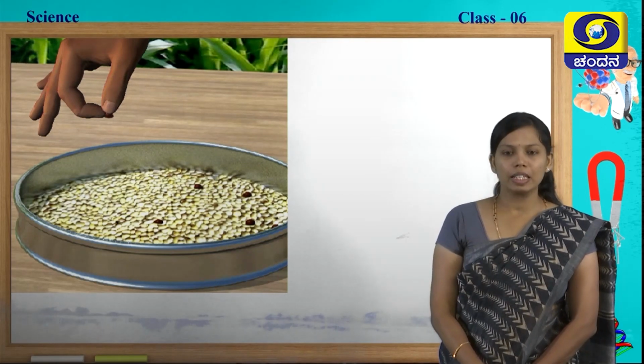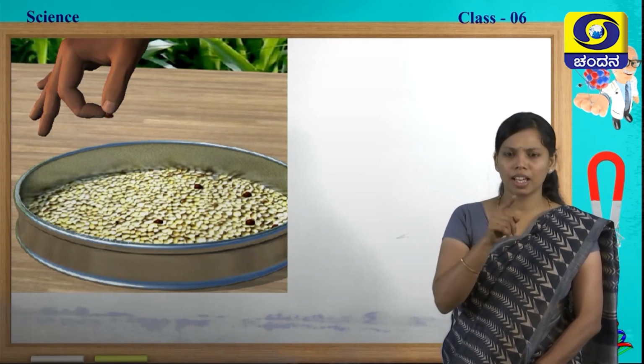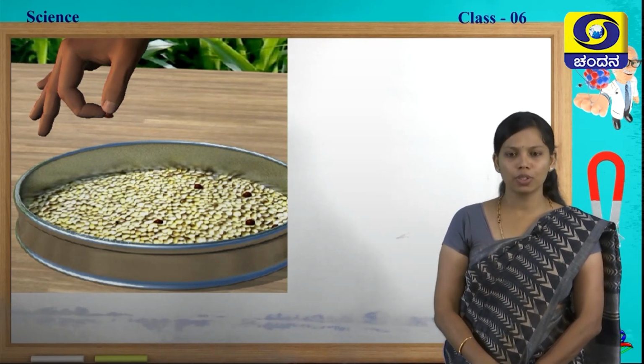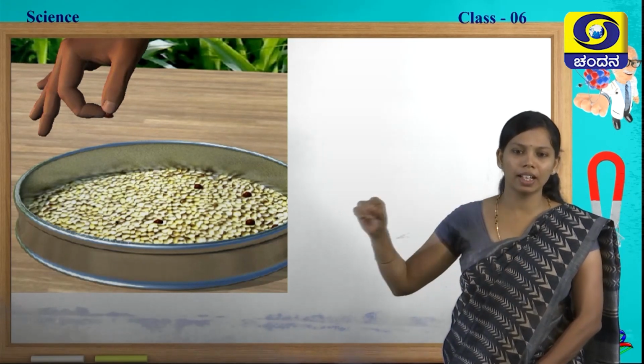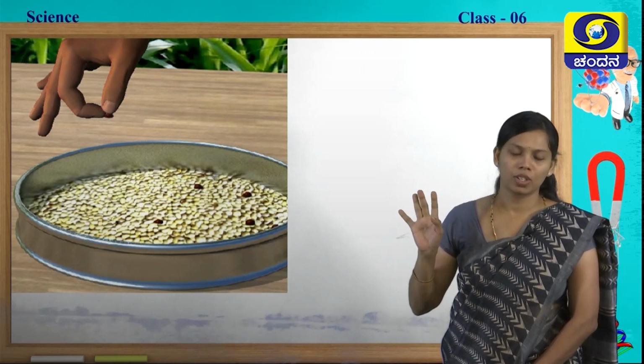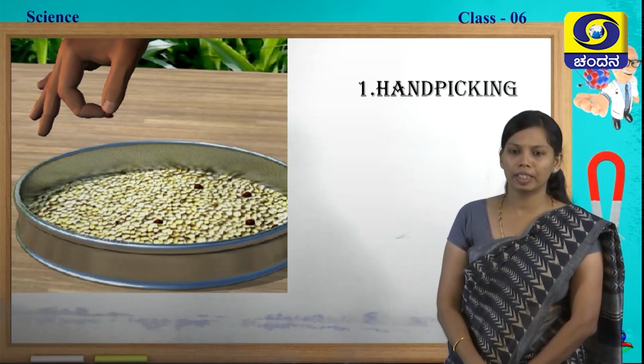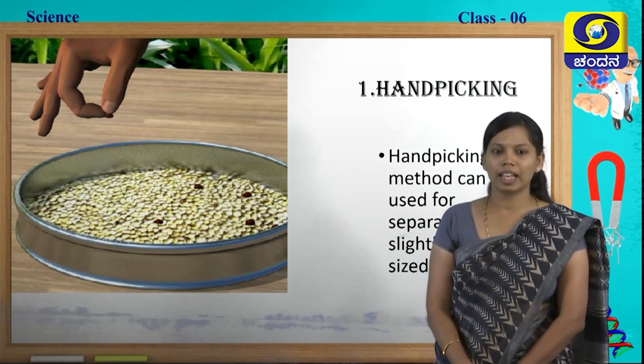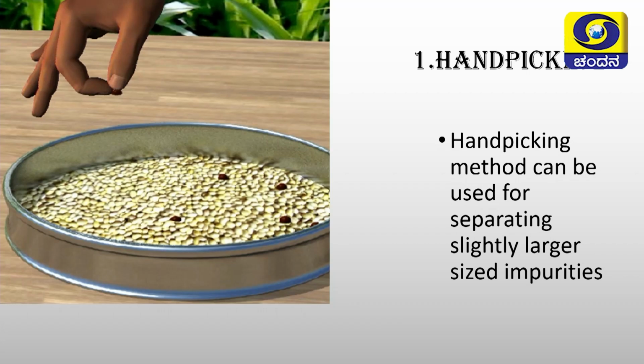What is the convenient method for this? Since they are very few in number, what can we do? We can pick them with the hand and throw them away. So, what is the meaning of hand picking method? Hand picking method can be used for separating slightly larger impurities.